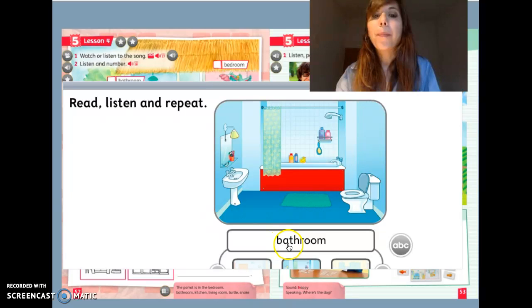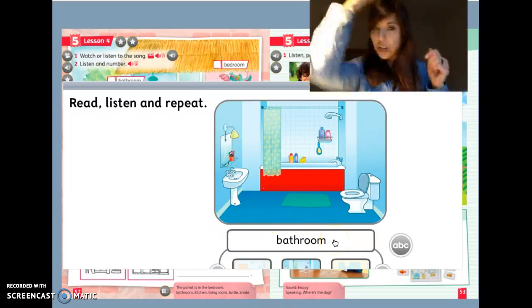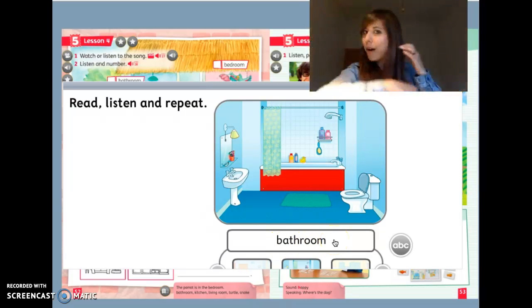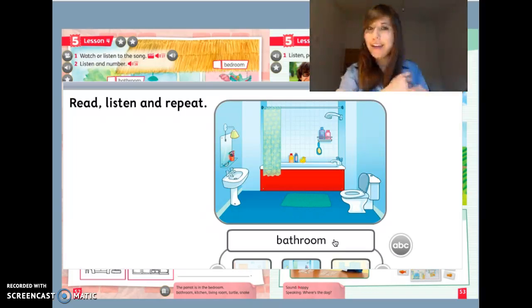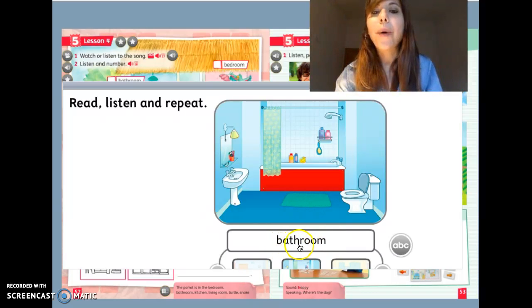Bathroom. Bathroom is where we shower and comb our hair, okay? So, bathroom. This is bathroom.